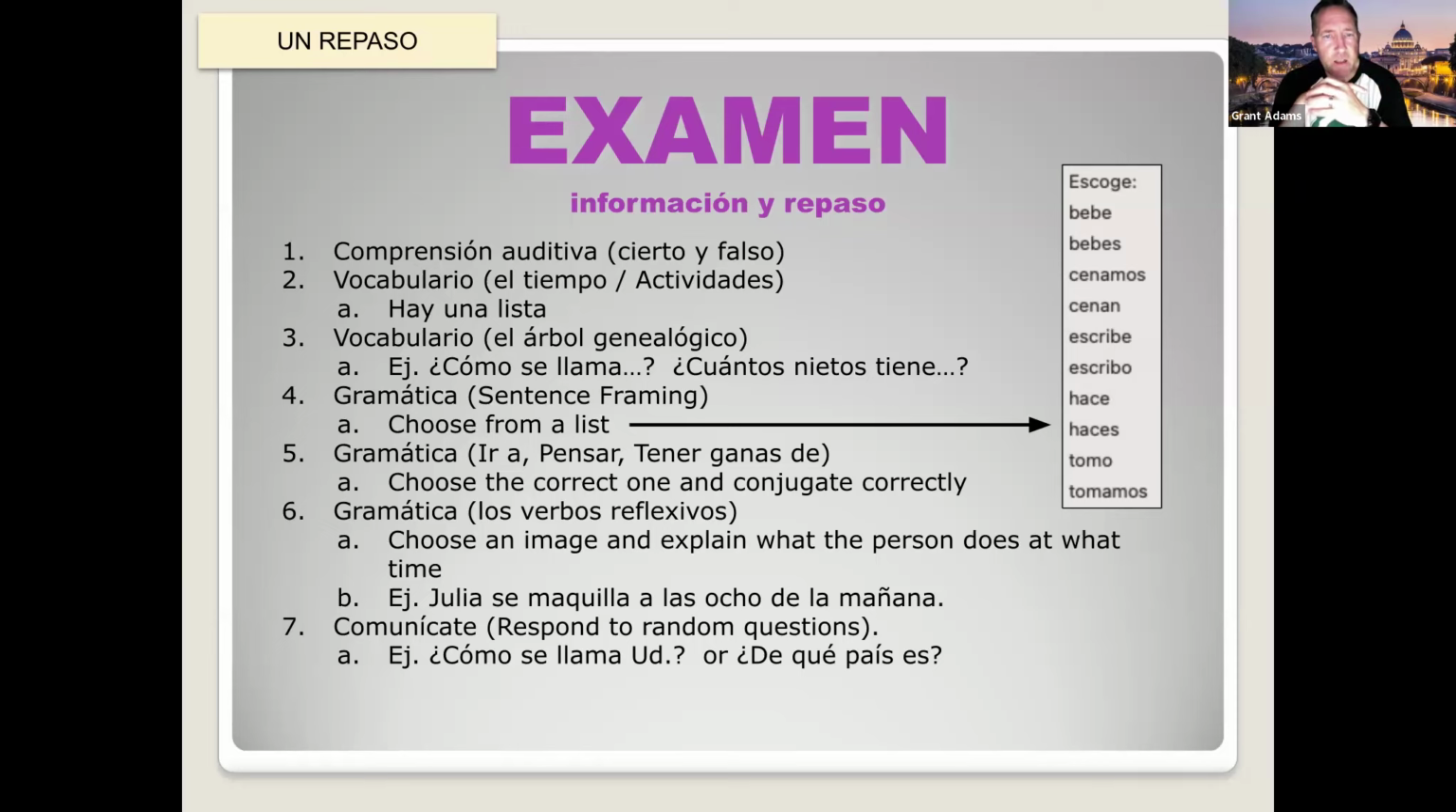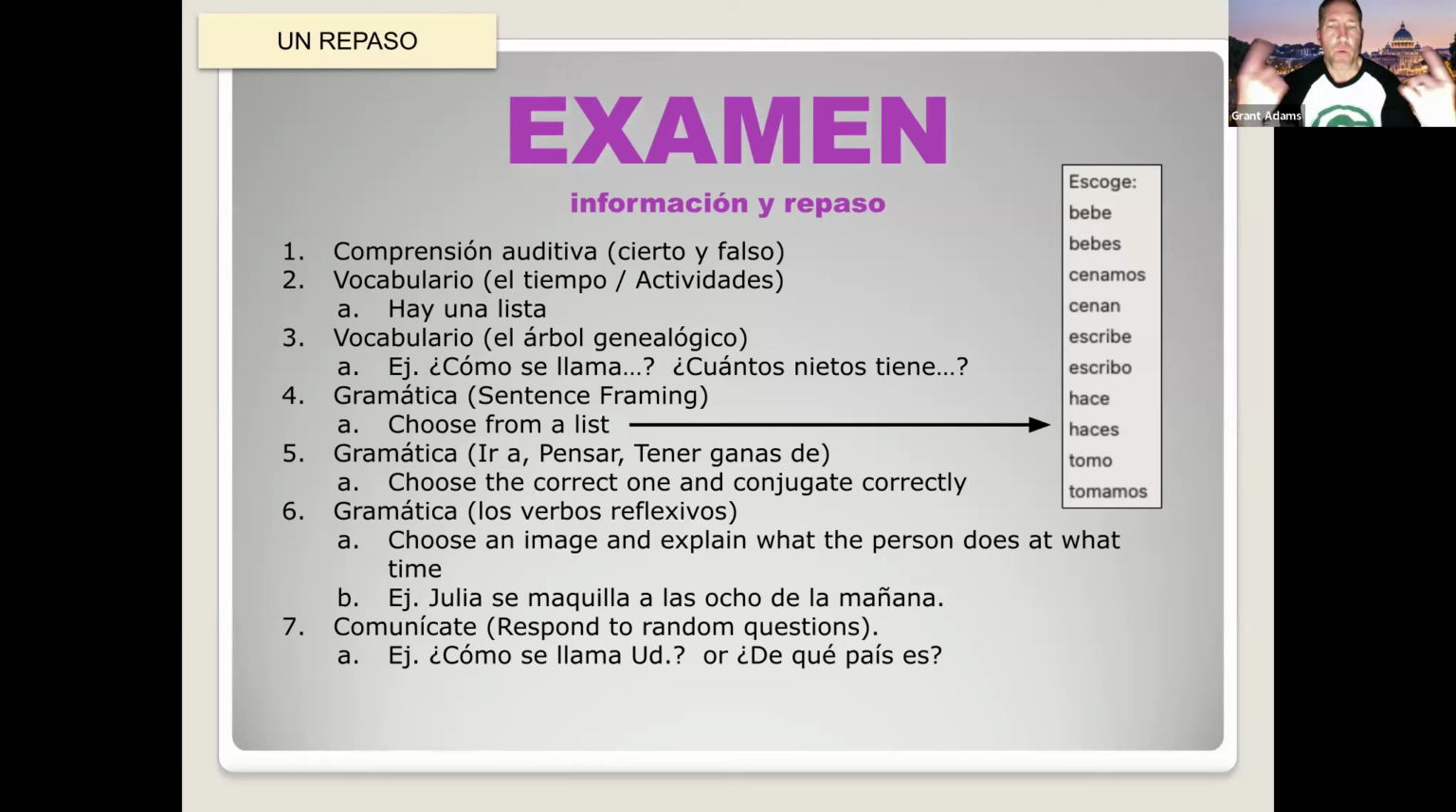Número seis, los verbos reflexivos. Yes, there will be some reflexive verbs. You're going to choose an image, and then you're going to explain what the person does at that time. And I'm giving you an example. Julia se maquilla a las 8 de la mañana.